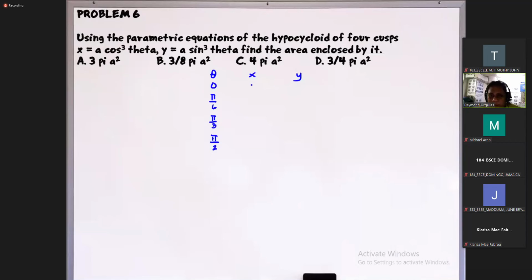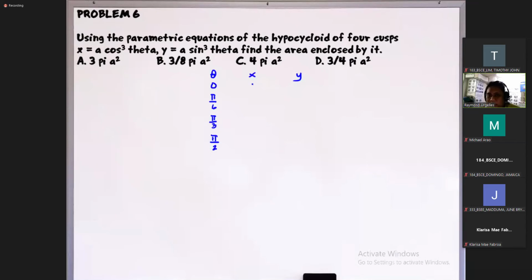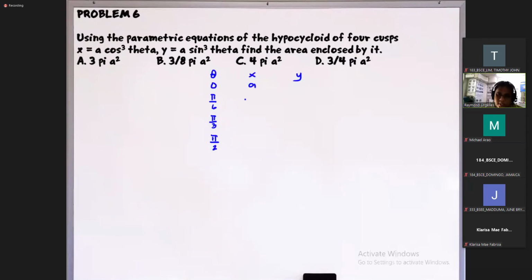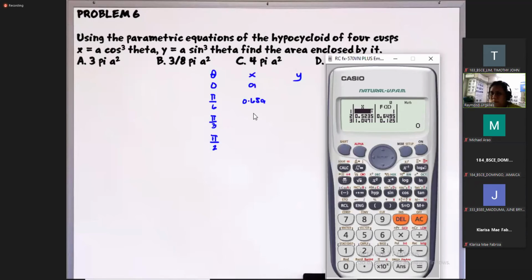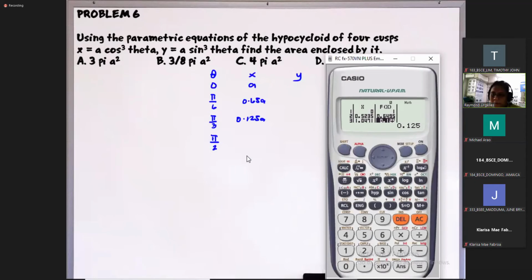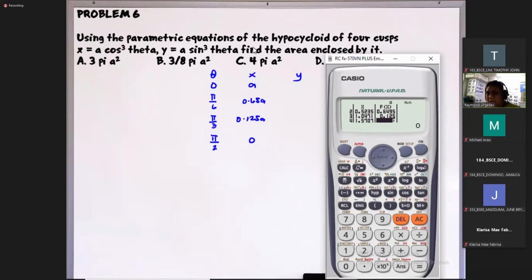This will be 0. This will be 1 times A, since we still have A here, so this will be A. At pi over 6, we have 0.65 times A, so this is 0.65A. At pi over 3, we have 0.125 times A, so this is 0.125A. At pi over 2, that is 0, so therefore this will be 0. For the y-coordinate, instead of cosine, it becomes sine, so we just replace this with sine.